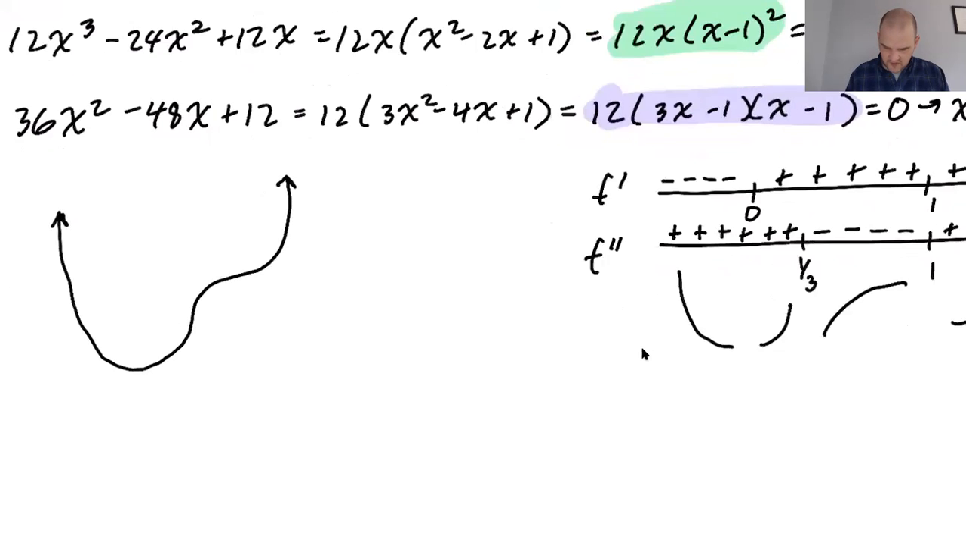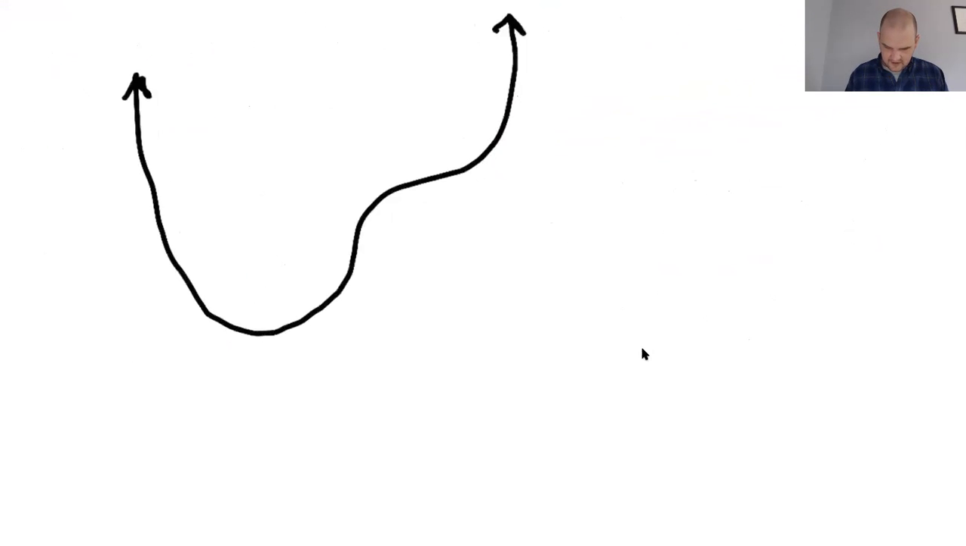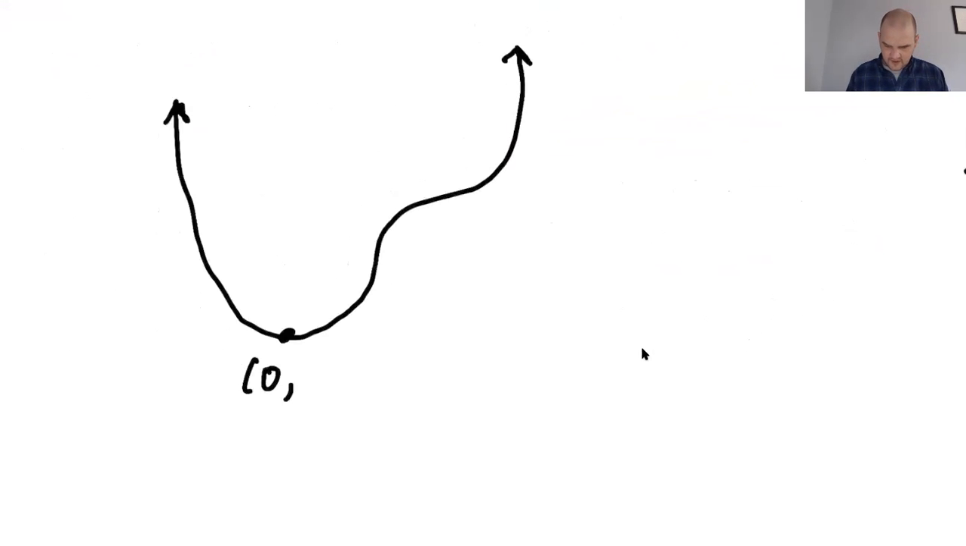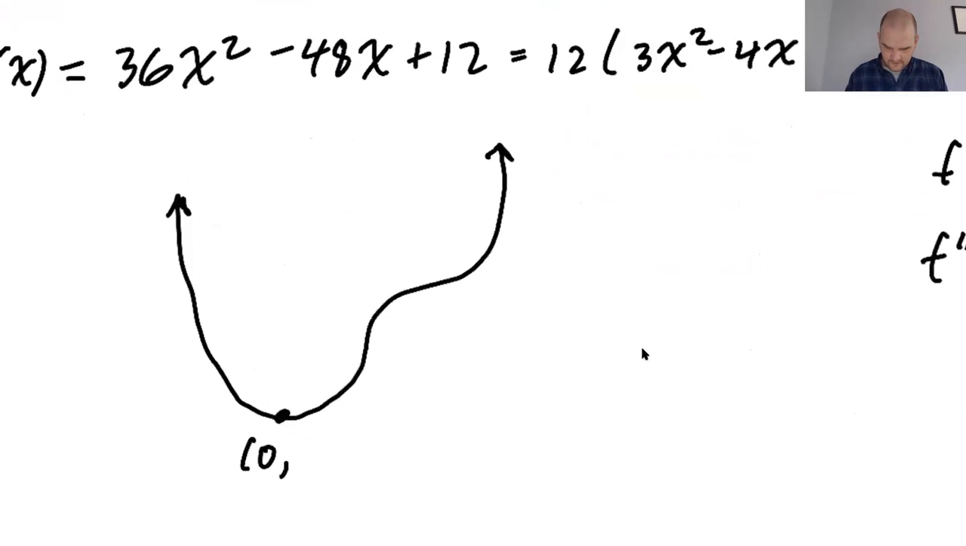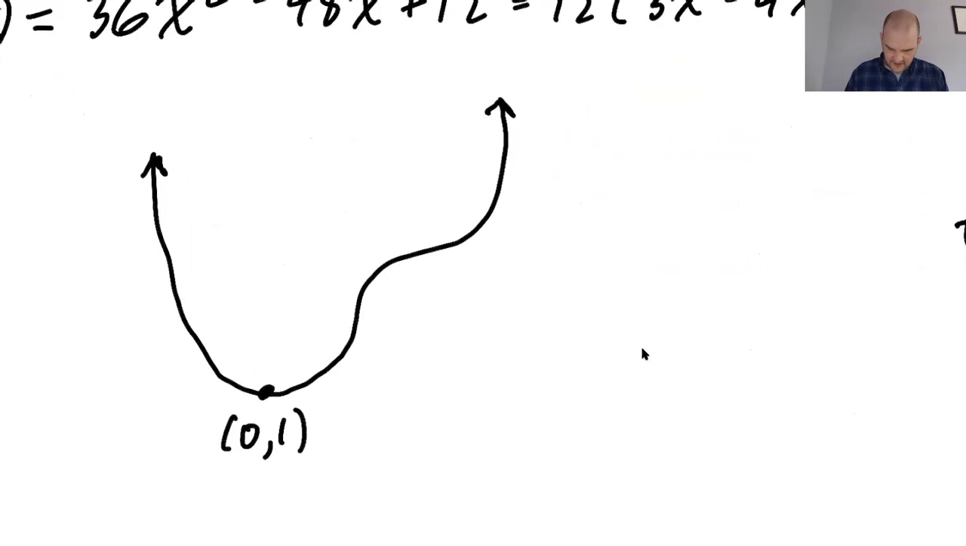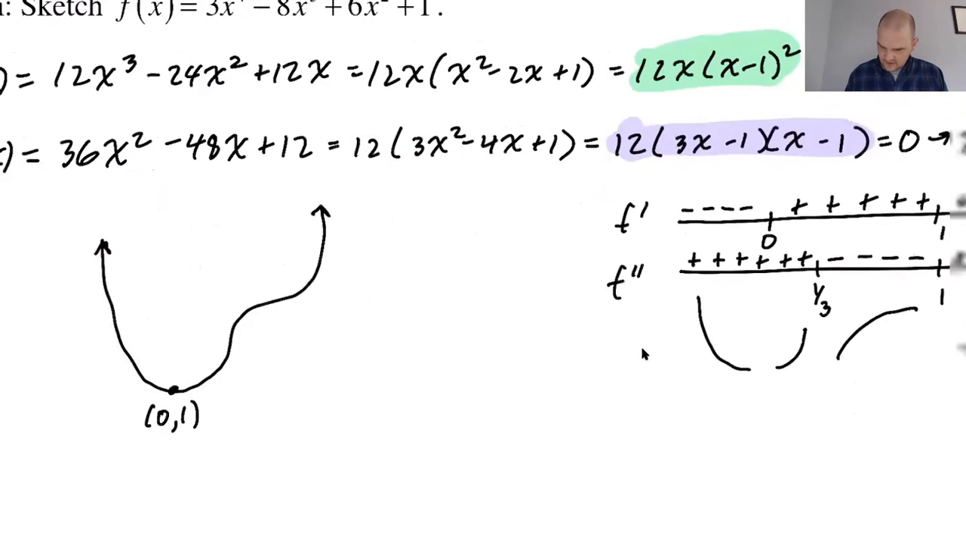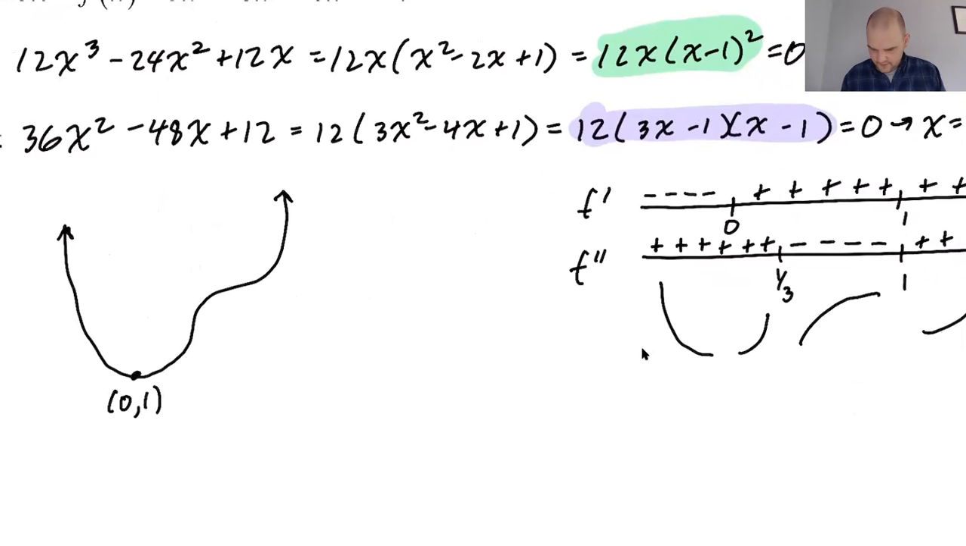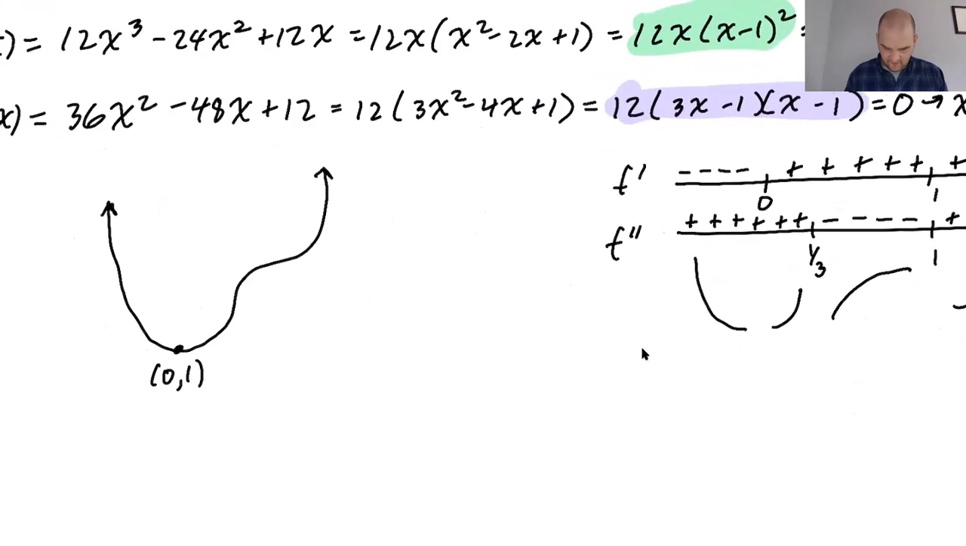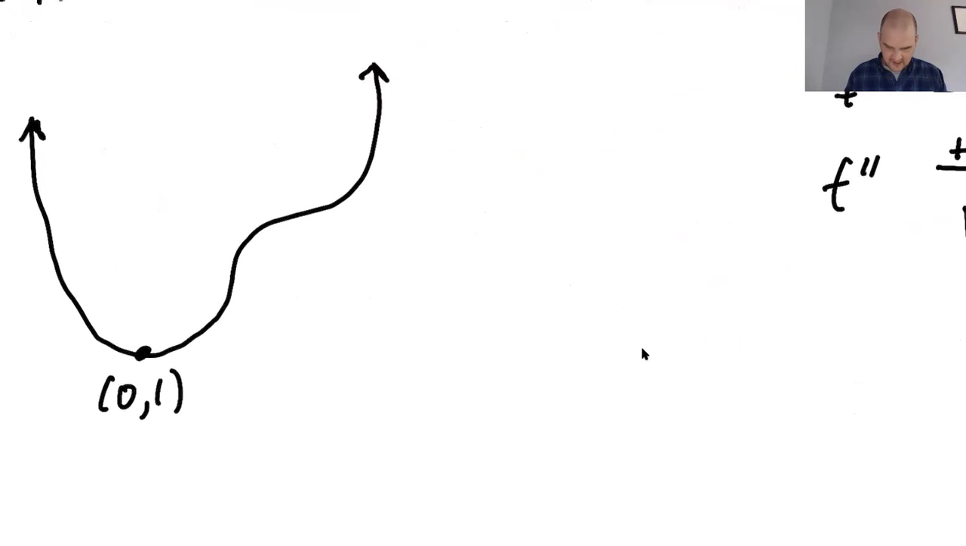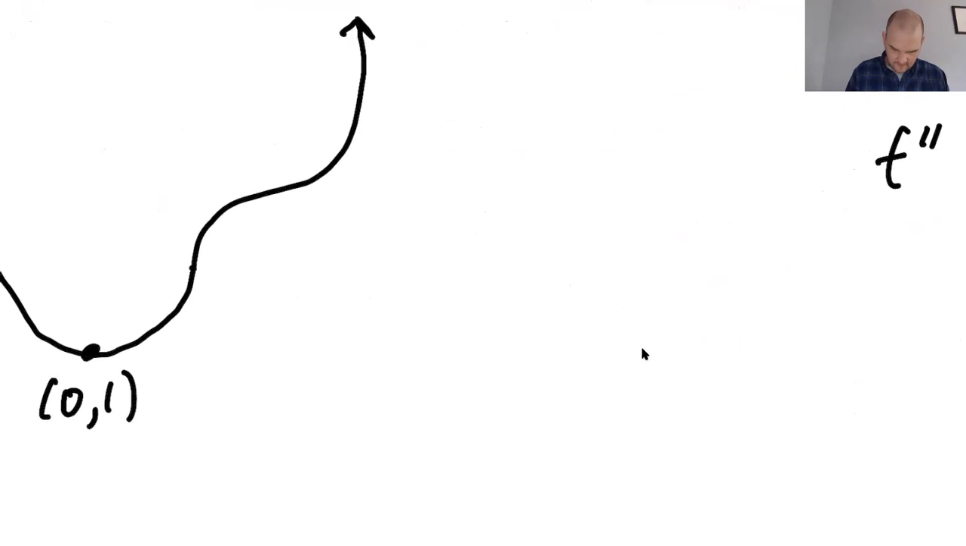So 0 is the minimum. This point right here is going to be at 0 comma, what is f of 0? 1. I really don't want to find the other ones. I need 1/3. Nobody's plugging 1/3 in there. So this first point of inflection, which is kind of like here, is going to be at 1/3 comma f of 1/3. And I'm not going to find that, but that's where it is.